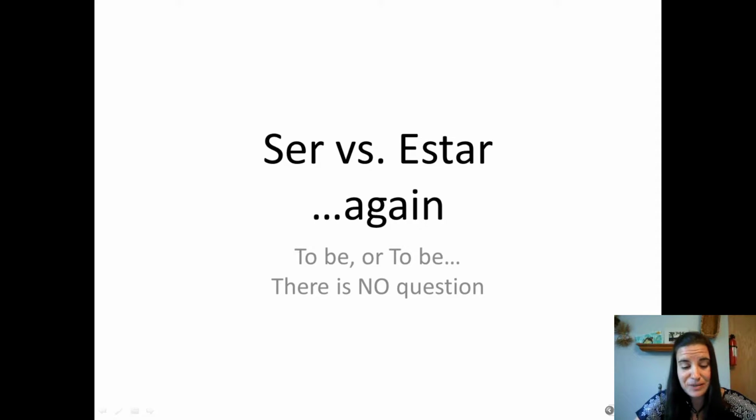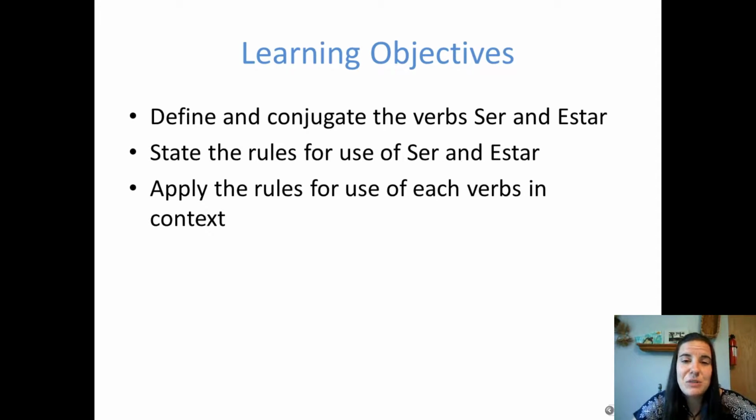on ser and estar. So the learning objectives are that you can define and conjugate the verbs ser and estar. Please, by now I hope you can do that. State the rules for use of ser and estar, and this lesson is just going to add a few more rules to the ones you hopefully have already learned, and apply the rules for each verb in context.